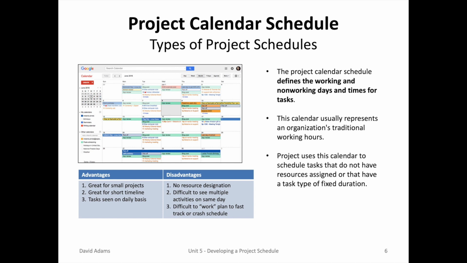So let's start with the first type, the project calendar schedule. It's basically what you think it is. It's a calendar, and you can put your tasks on each day that work is required. It's great for small projects, it's great for a short timeline, and tasks can be seen on a daily basis. The disadvantage is that there really is no easy way to have resource designations seen. It's difficult to see multiple activities on the same day, and it's difficult to work the plan to either fast track or crash the schedule. However, for some small projects, the project calendar schedule works just fine.